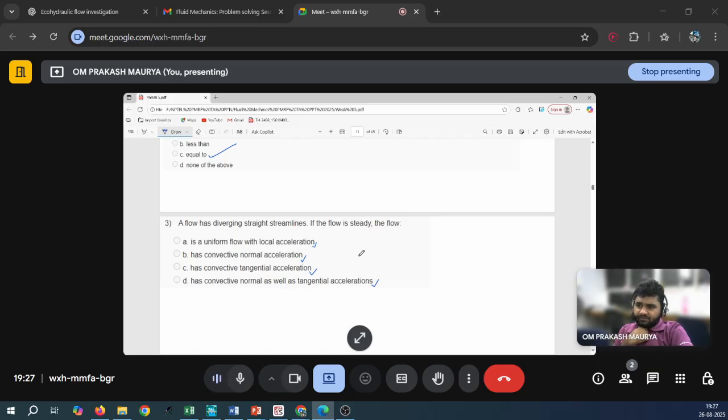So which option will be correct? Here, the flow has a diverging straight streamline. Remember please, the question is talking about diverging. So a straight line is like that. That is your diverging straight streamline. Something diverges, the flow is diverging. The straight line. Remember please.